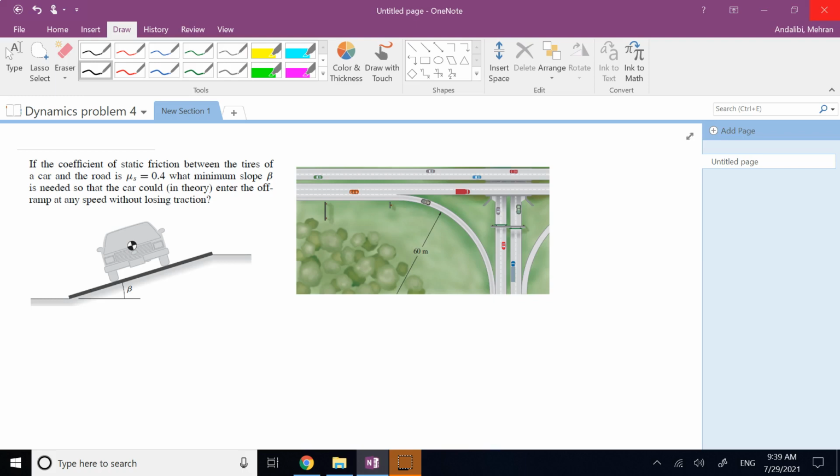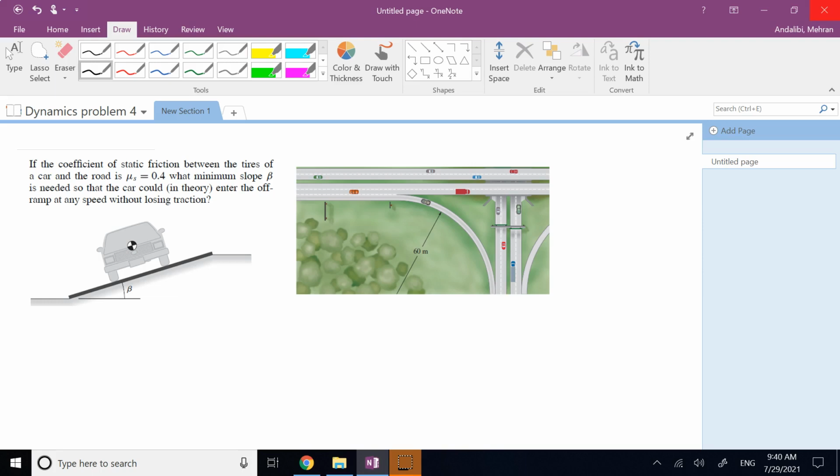The mu-s between the road and the tire is 0.4, and the ramp is given a slope of beta degrees. You want to find what is the minimum beta needed in order for the car not to lose any traction and basically slip sideways.